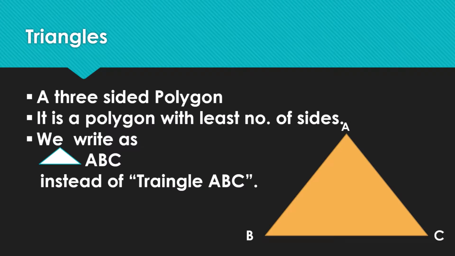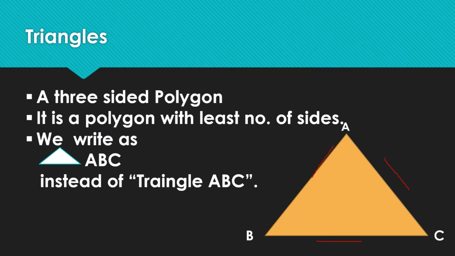So we have already discussed polygon. You can watch or revise with previous videos. So here our first topic is triangle. So triangle is basically a three-sided polygon. You can see that it has three sides AB, BC and CA.